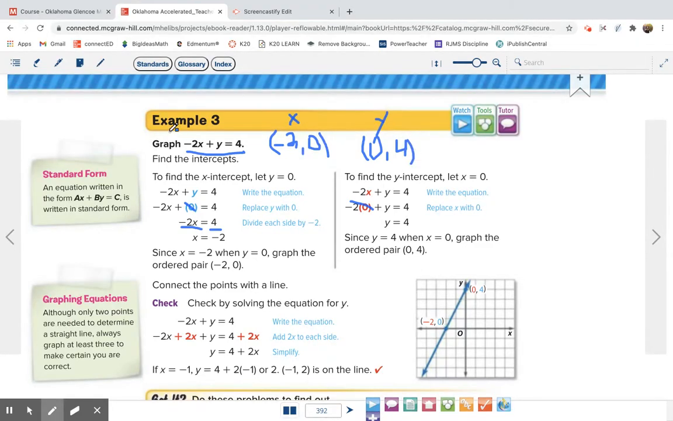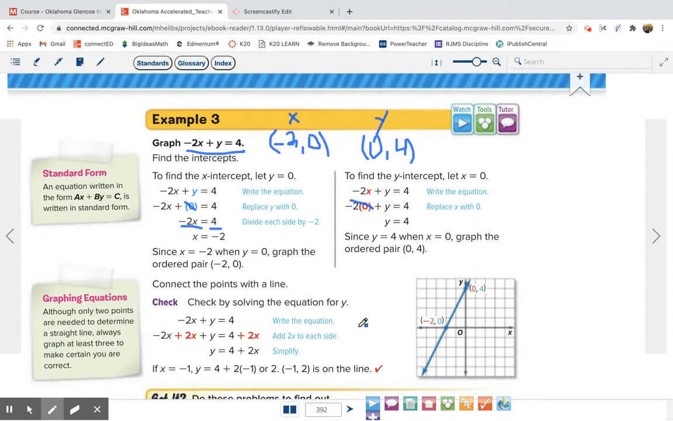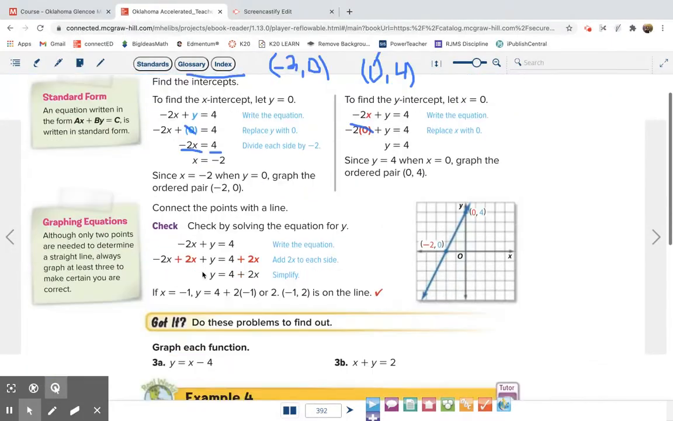So to graph this, I go back now and graph these 2 points on a coordinate grid, 0, 4 and negative 2, 0. Then you just draw a line through those 2 points, and we've graphed it using our intercepts.